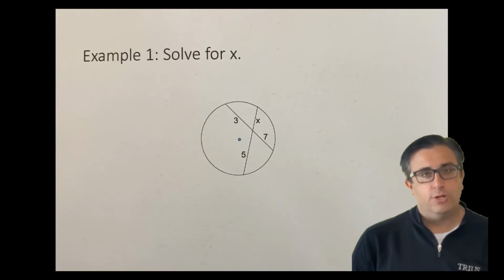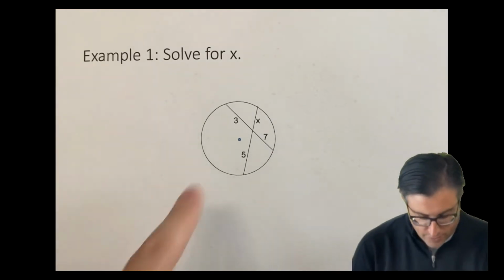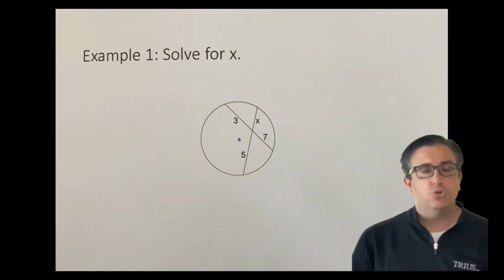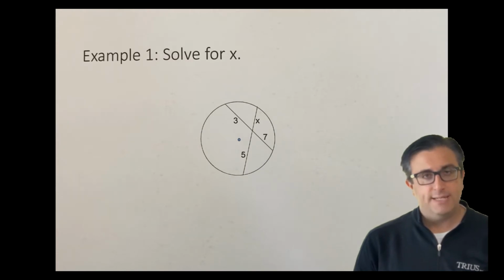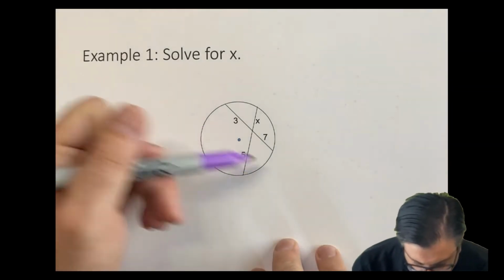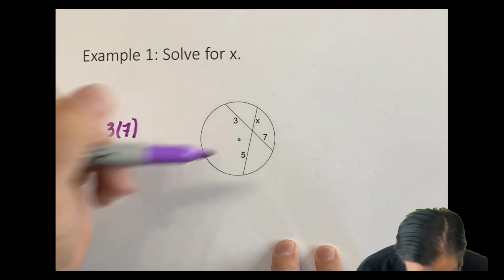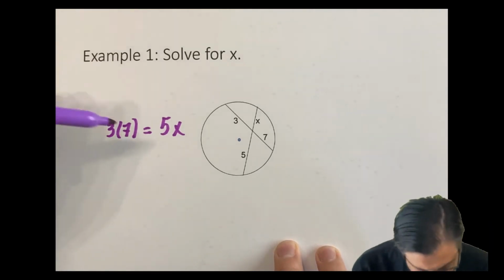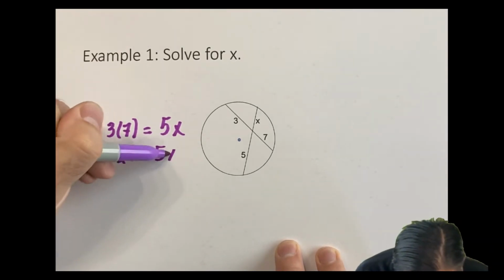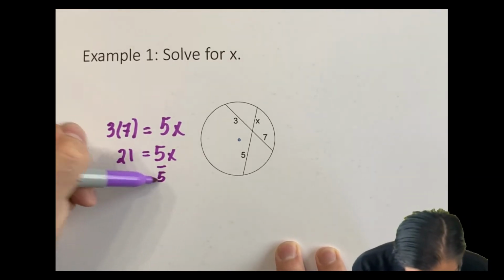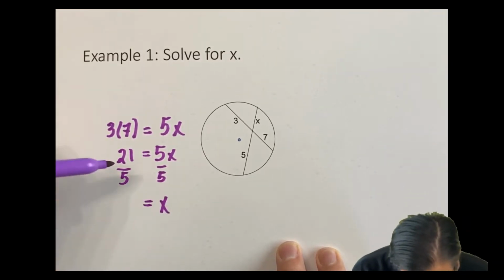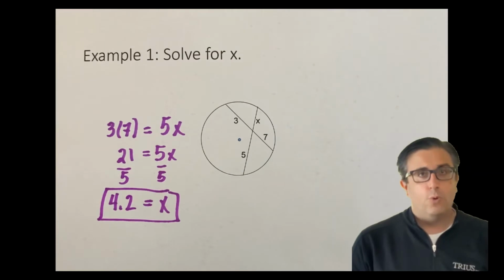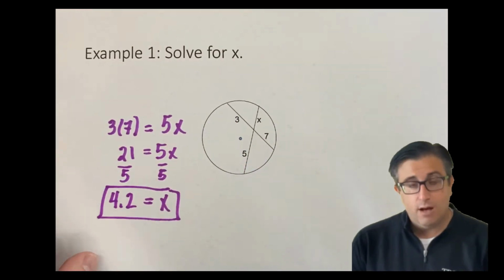All right, hopefully you had a chance to look at those 6 problems, and let's take a look at them now together. In this first problem, I see a chord and a chord. So the first theorem we talked about was that the two pieces of each chord multiplied together will equal each other. So in this problem, I see that 3 and 7 are the pieces of one chord. 5 and X are the pieces of the other chord. So I know that 21 equals 5X. Divide both sides by 5. I find out that X equals 4.2. So straightforward problem, chord, chord. 4.2 is the missing piece of that chord.